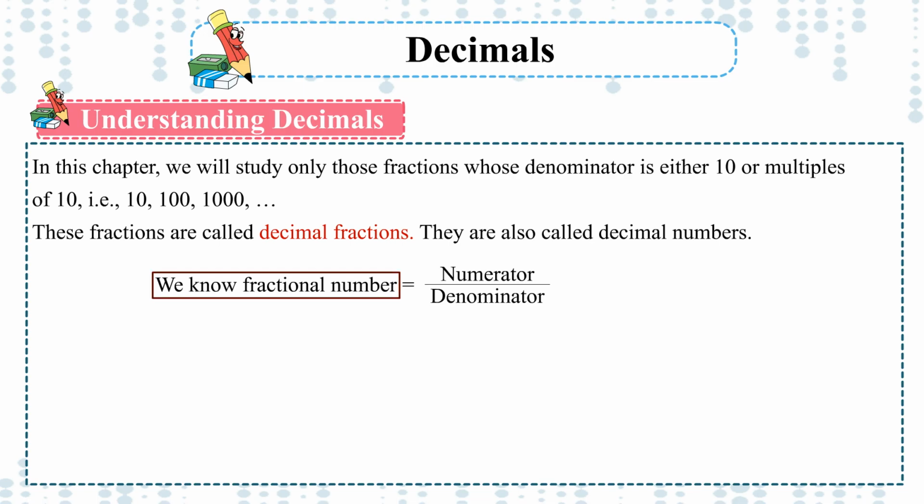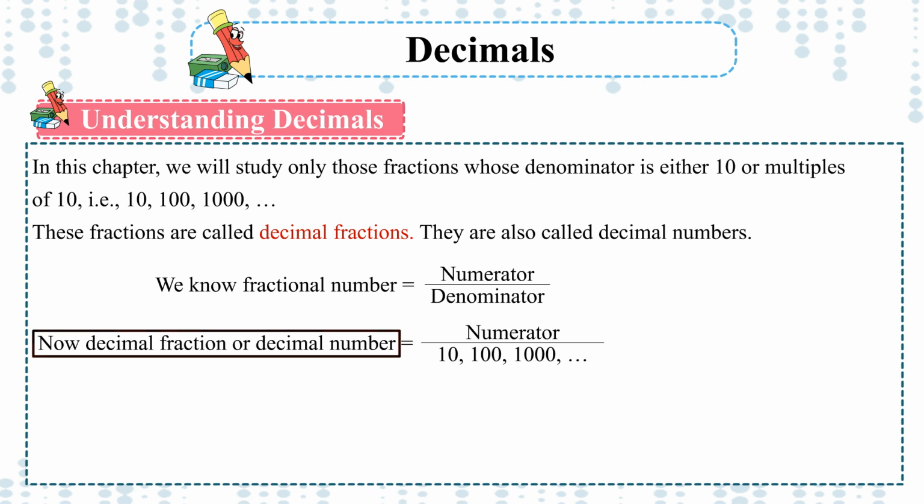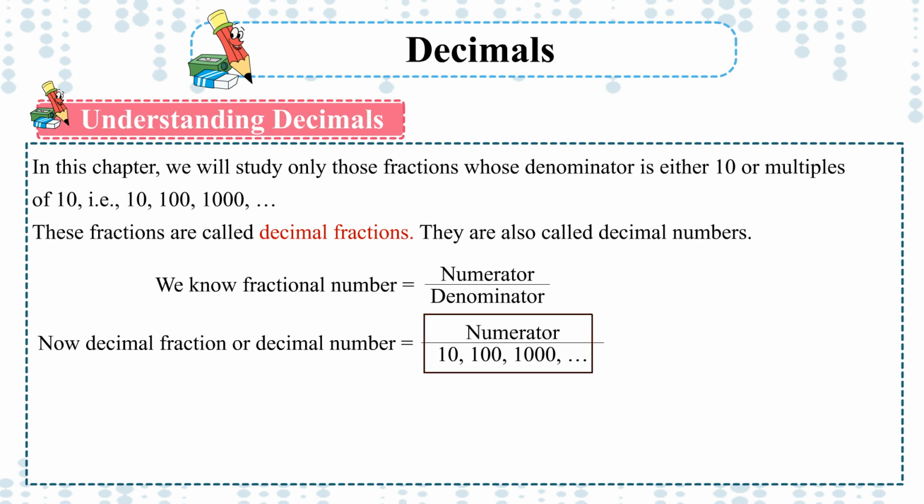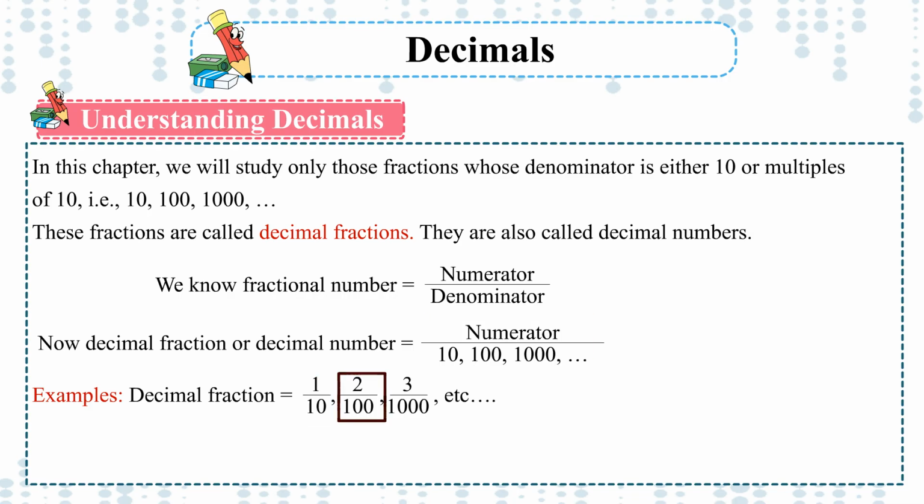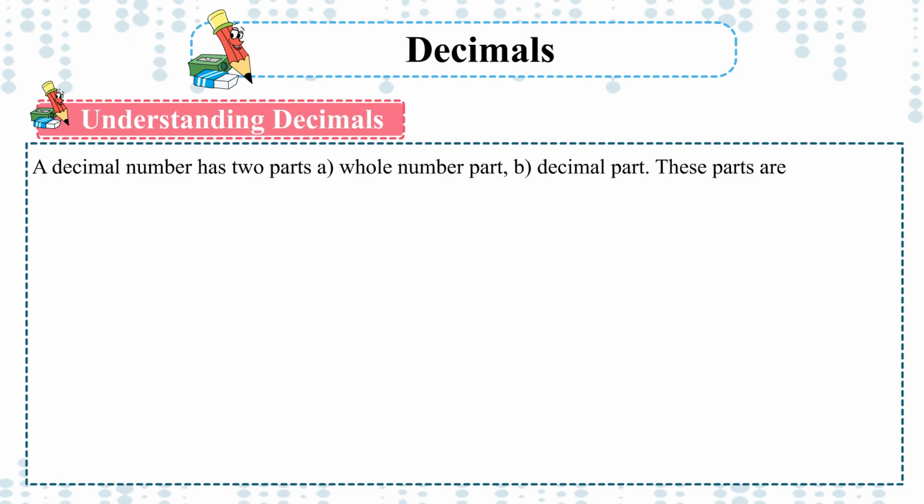We know a fractional number is equal to numerator upon denominator. Now a decimal fraction or decimal number is equal to numerator upon 10, 100, 1000. Examples: a decimal fraction is equal to 1 upon 10, 2 upon 100, 3 upon 1000, etc. A decimal number has two parts: A, whole number part, B, decimal part. These parts are separated by a dot called the decimal point.